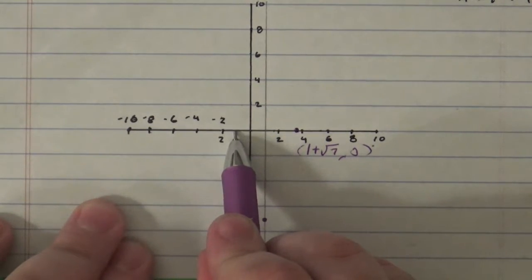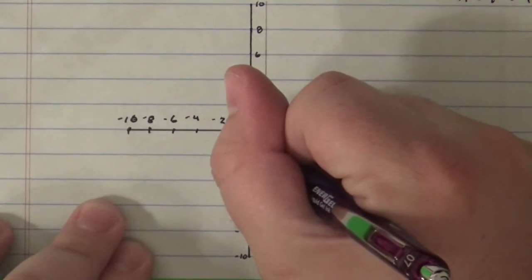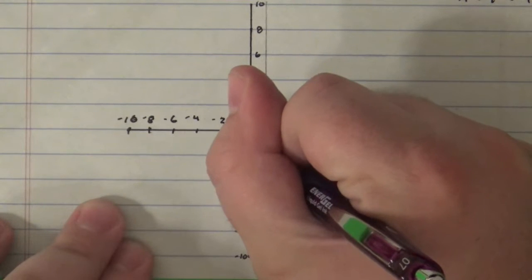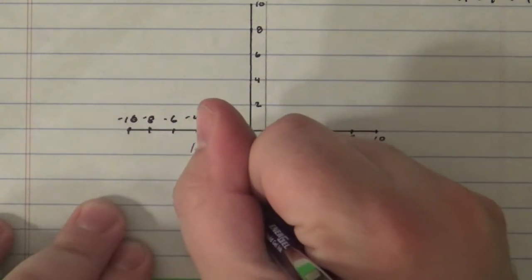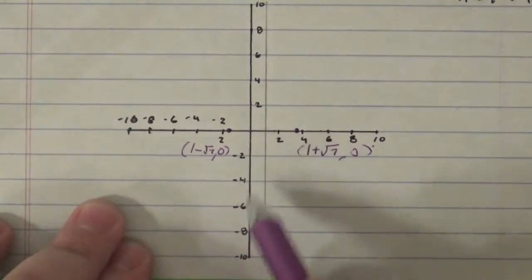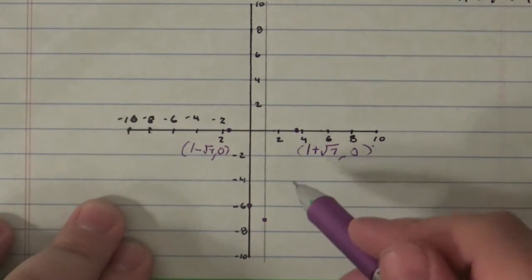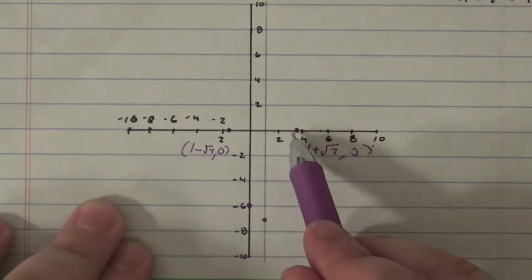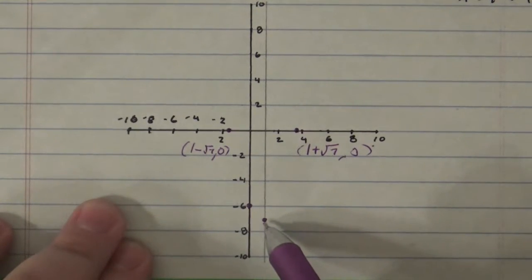We know negative 1 to be here, so I am going to guess that this part right here is going to be our 1 minus the square root of 7 and 0. So those are our points. Here are my x-intercepts, this is my y-intercept, and this right here is my vertex.